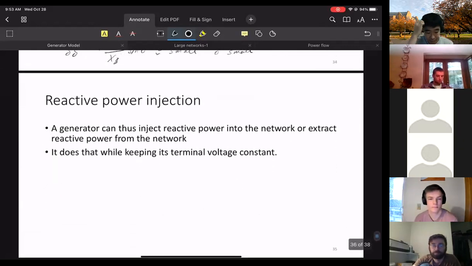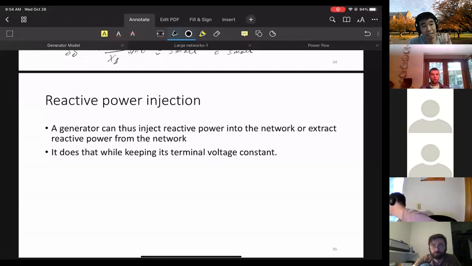Okay. So the generator can have reactive power positive or negative. That happens. Basically, what a generator does is absorb or generate reactive power to keep the voltage roughly constant at the generator.